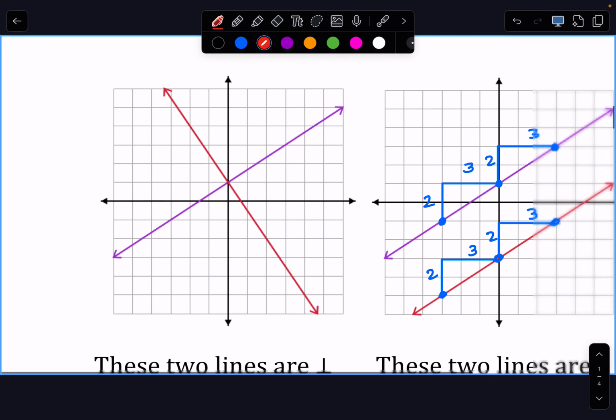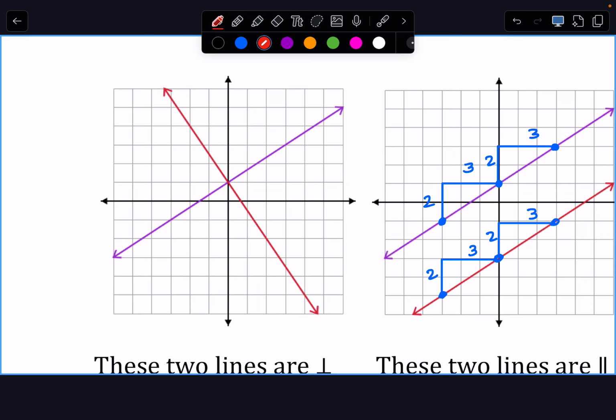Okay, these two are perpendicular. What do you notice about this picture? They cross, they have an intersection. The intersection is at the y-intercept, but that's not always going to happen. That's just a special case, okay? The slopes are different. Did anybody look at the slopes? Do you think we should?